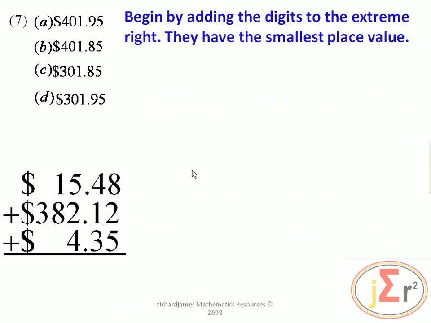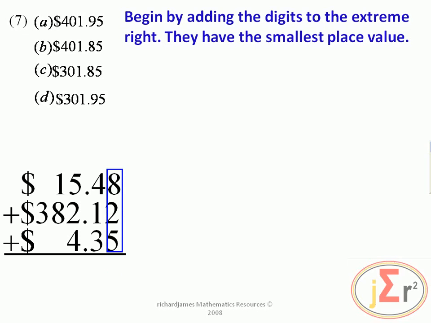So begin by adding the digits to the extreme right. They have the smallest place values. Now, when we are adding, we have done some addition before. But it is important that we know that we need to add beginning at the extreme right. At the extreme right, we find the digits with the smallest place value.